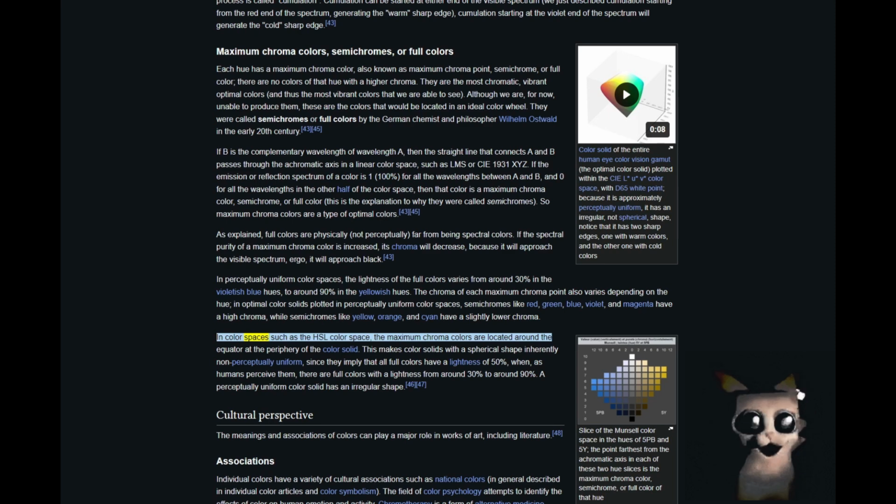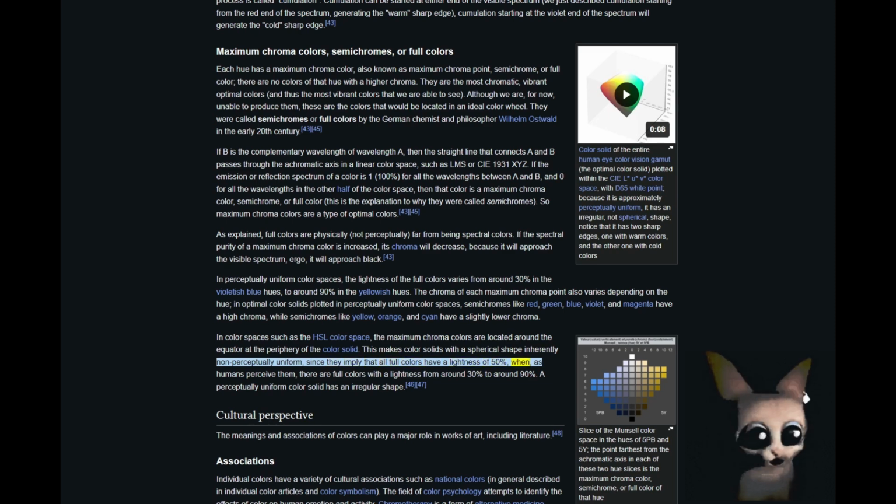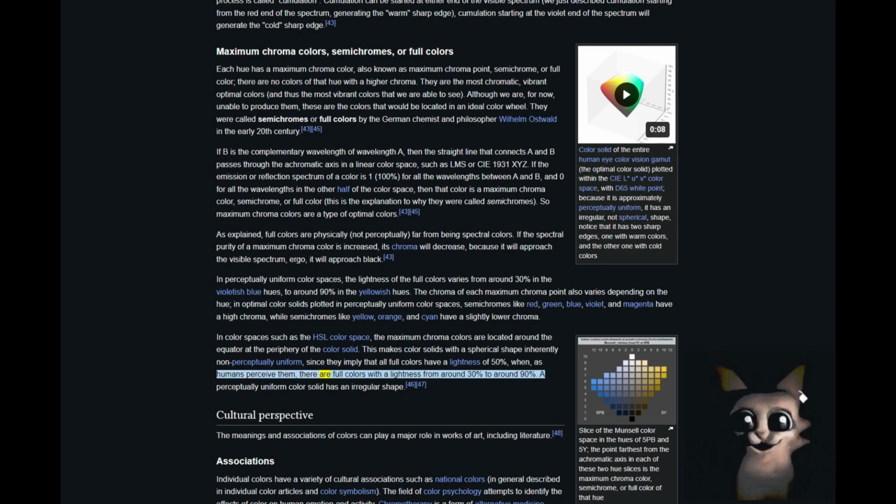In color spaces such as the HSL color space, the maximum chroma colors are located around the equator at the periphery of the color solid. This makes color solids with a spherical shape inherently non-perceptually uniform, since they imply that all full colors have a lightness of 50%, when, as humans perceive them, there are full colors with a lightness from around 30% to around 90%. A perceptually uniform color solid has an irregular shape.